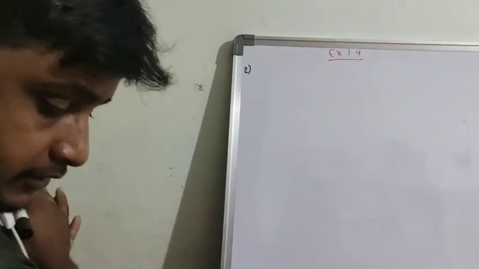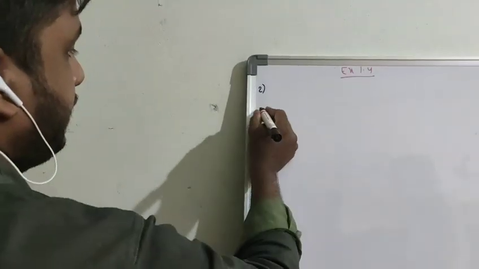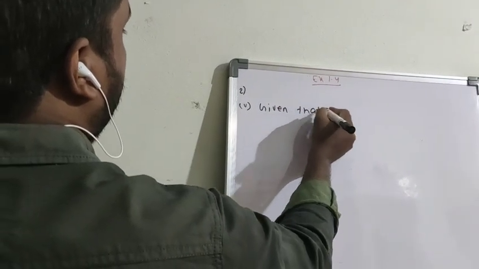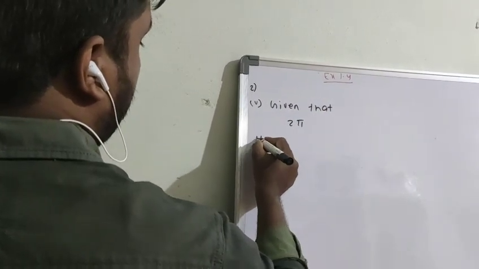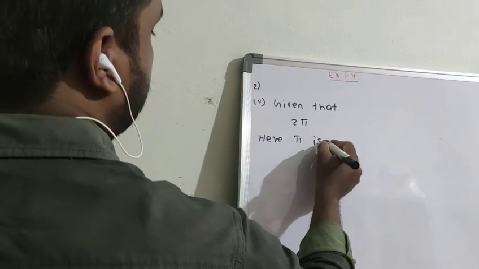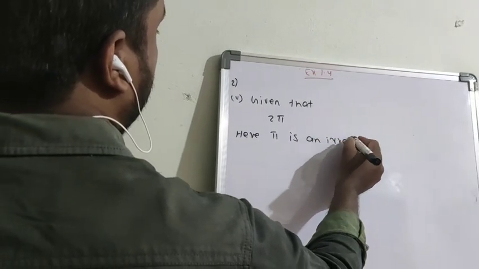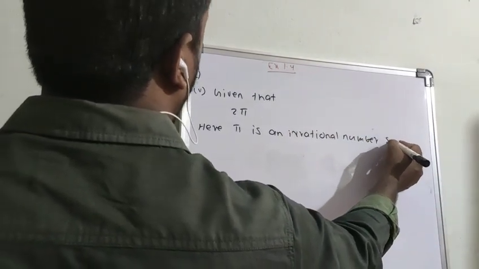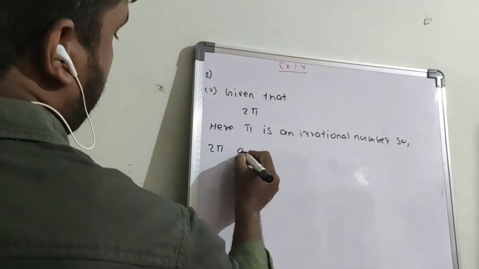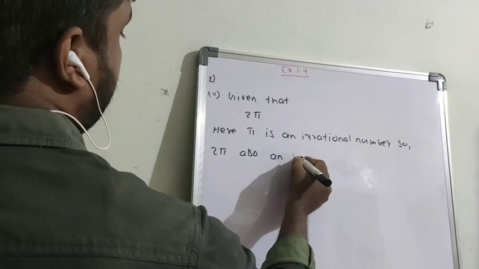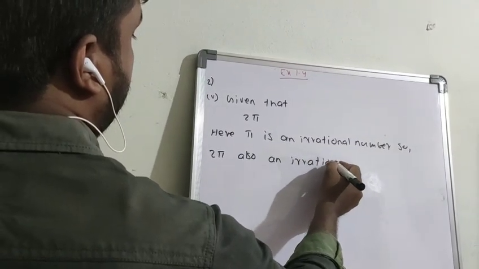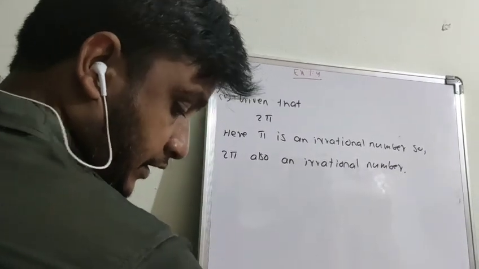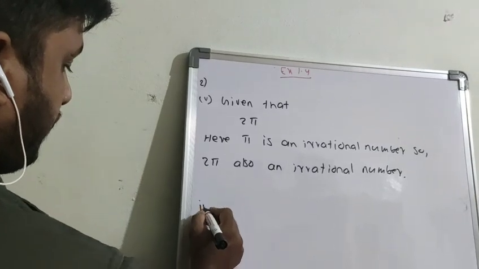Second question, I am taking the fifth bit. Given 2 pi. Here pi is an irrational number, so 2 pi is also an irrational number. Irrational number only. Next question, the fourth bit I want to explain.